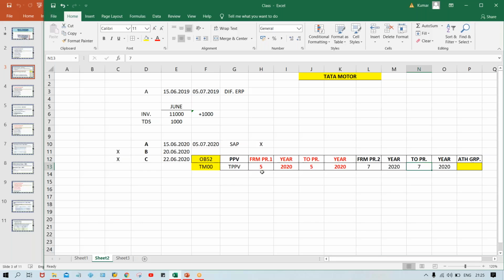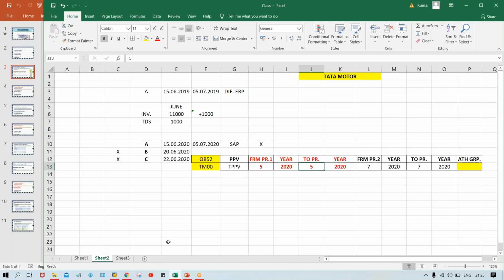So now what is happening? Whatever user IDs are assigned against that particular authorization group, those users only will be able to post the transactions for these periods. The remaining users will not be authorized to post the transaction. So this is what the use of the posting period variant is.